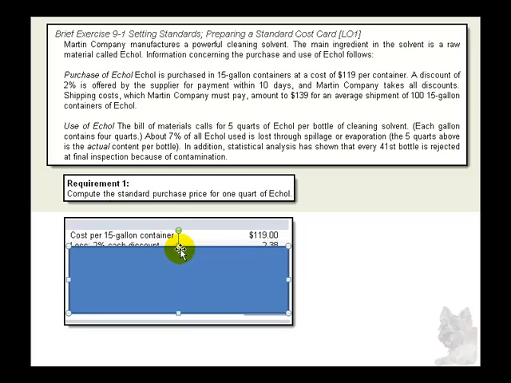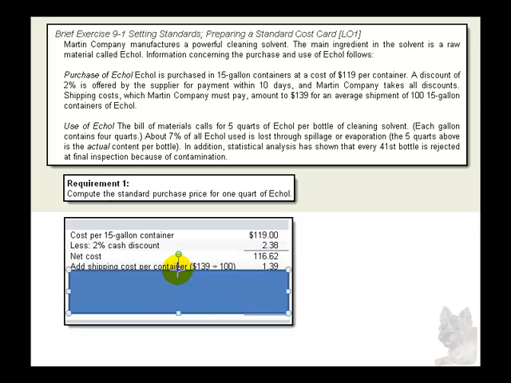Well, we start off with the cost per gallon. Right? So we know we're going to start with $119, given right there. Then we know there's going to be a 2% cash discount. Okay, so if we knock off 2%, we're down to $116.62. All right, then we need to add in the shipping costs.